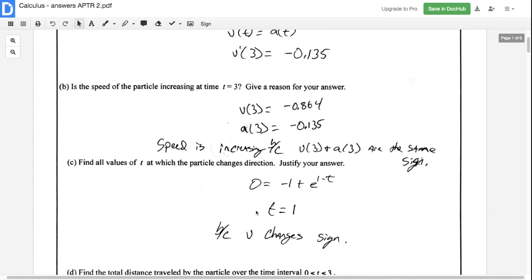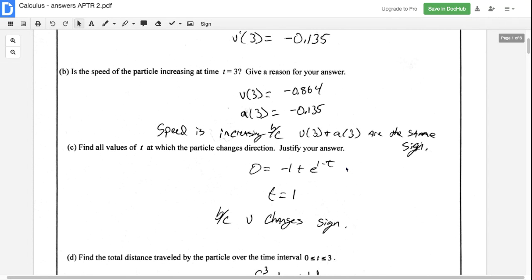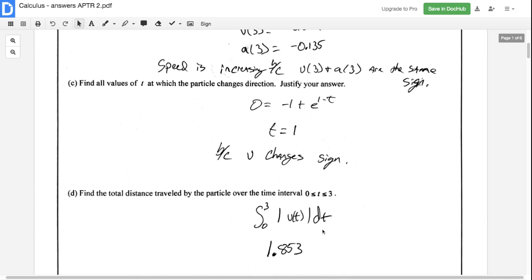Find all values of t at which the particle changes direction, so that means we need to set velocity equal to 0 and then do a sign line. Or actually, we have a calculator, so we can just look at the graph. So make sure you show that you're setting the velocity equal to 0, and then you look at the graph, and it crosses the x-axis at 1. And so our justification is because v changes sign. So if I have a calculator in my hand, I don't have to do a sign line. I can just look at the graph and then from the graph give my answer.